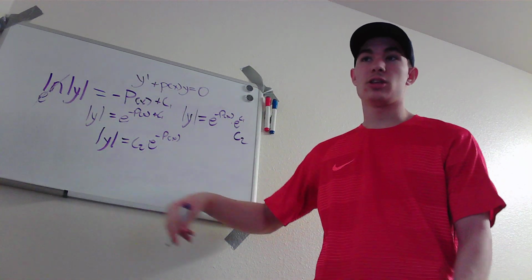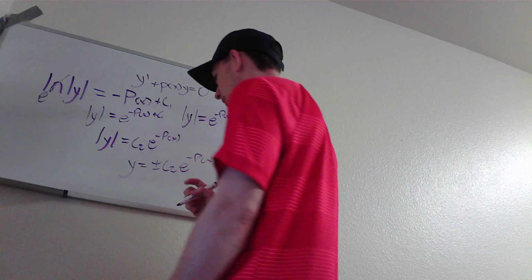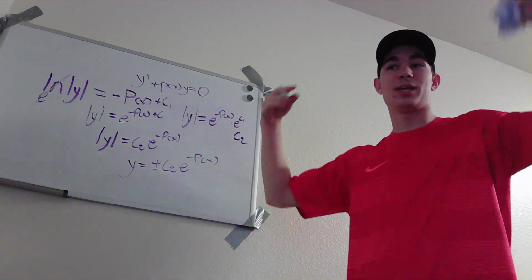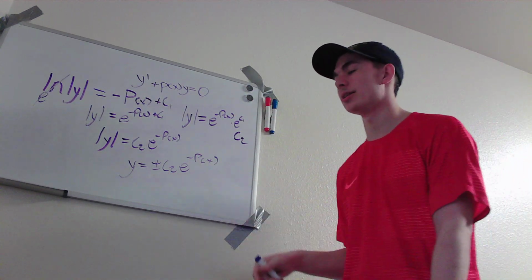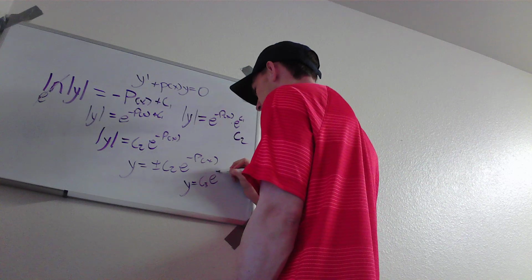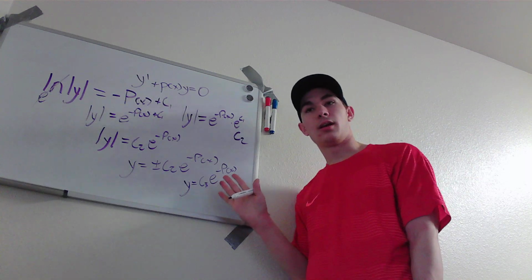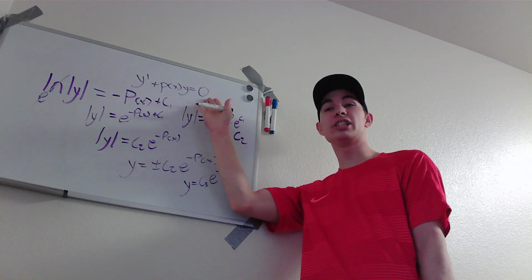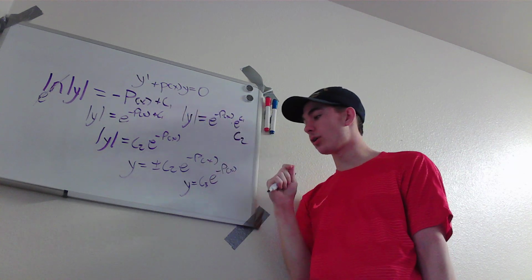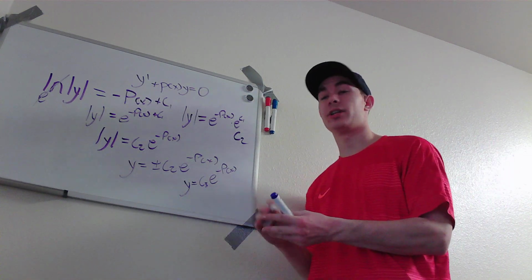Now, to get rid of this absolute value, that means it's plus or minus. So plus or minus y equals plus or minus c2 e to the negative P of x. And we're just going to put the plus or minus into c2 because it's a constant, and we can do whatever we want with constants. And so y is equal to c3 e to the negative capital P of x. This is usually how you solve a homogeneous first order differential equation, where homogeneous means it's equal to 0. Wonderful. So we have our answer to a first order differential equation.